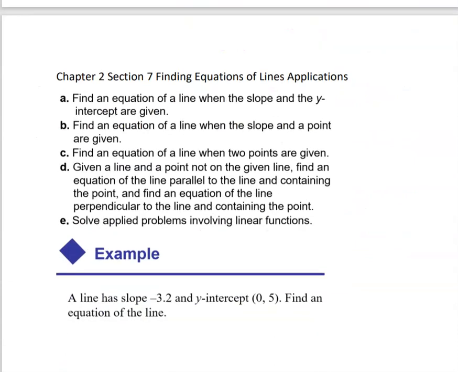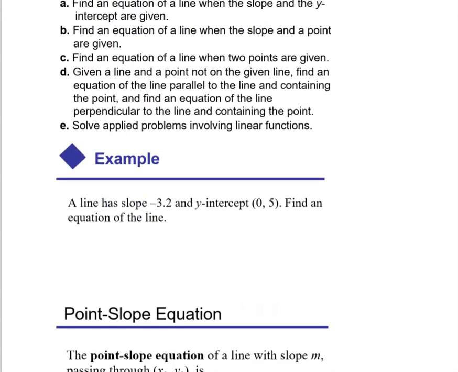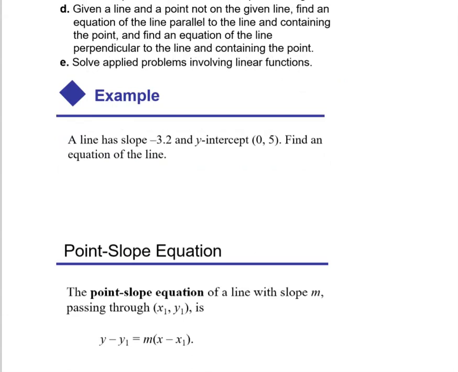Section 7, we're going to find equations of lines and applications. So we're going to talk about how to move from one form of equation to another. The example says a line has a slope of negative 3.2 and a y-intercept of 0.5. Find the equation of the line. In this case, they're just asking us to use y equals mx plus b. b is 0.5 in this case, because that's our y-intercept, and our slope, they're telling us, is negative 3.2. So that's it. That one was super easy.